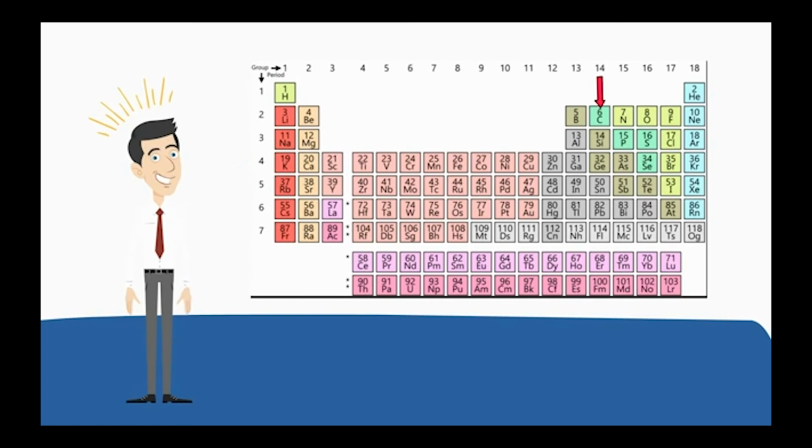Elements in the same family have similar properties and the same number of electrons in the valence levels, except for the elements in the middle. Okay, let's look at another example.